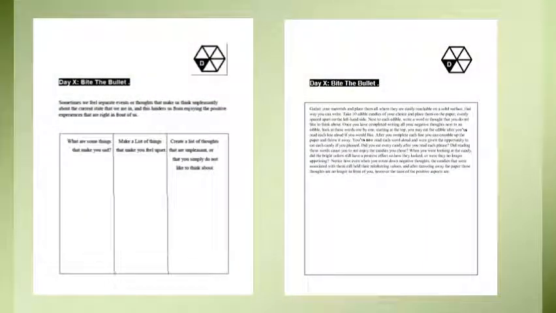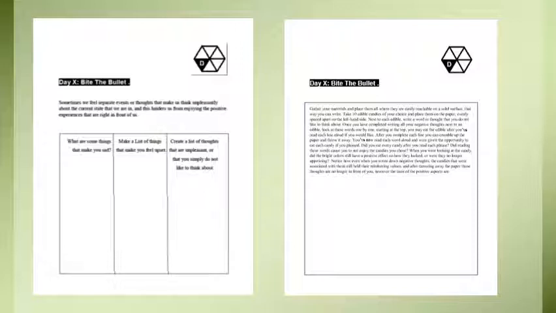As you can see here, here's the example programming sheet for the Bite the Bullet program. Obviously I just titled it Day X as there's not a specific day that it targets. The top of the first page reads: sometimes we feel separate events or thoughts that make us think unpleasantly about the current state that we are in, and this hinders us from enjoying the positive experiences that are right in front of us. The first section of the first page says, what are some things that make you sad?